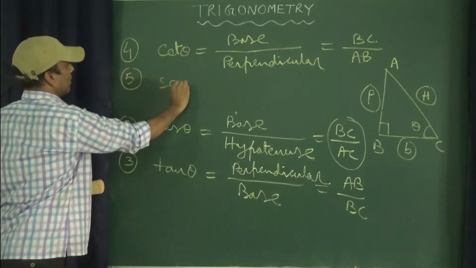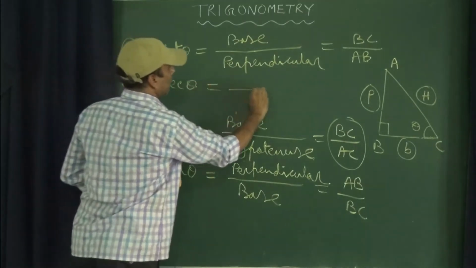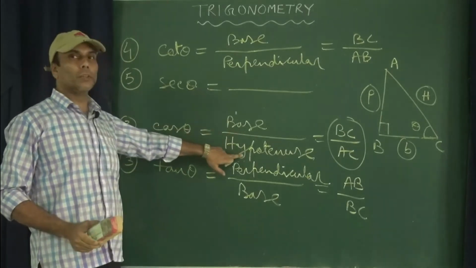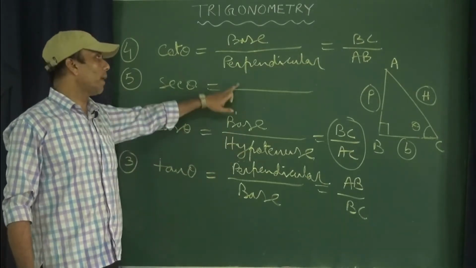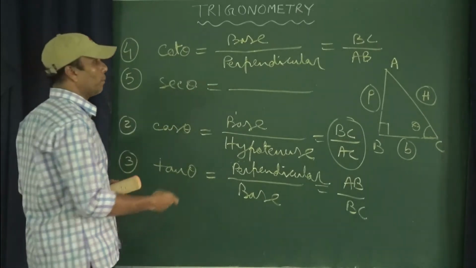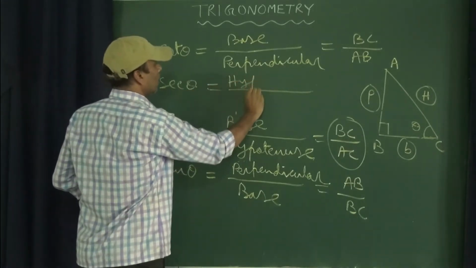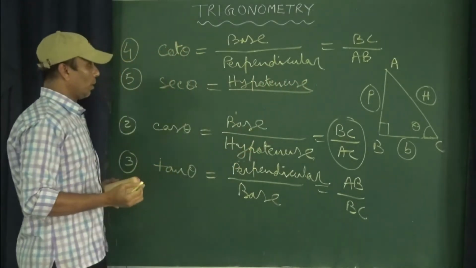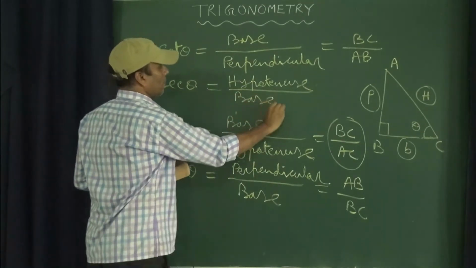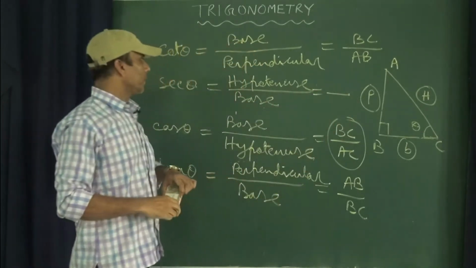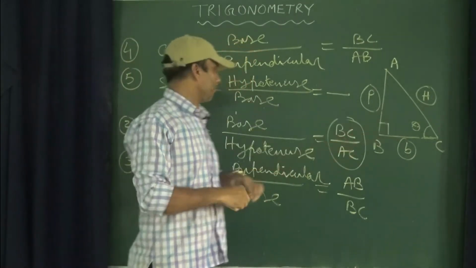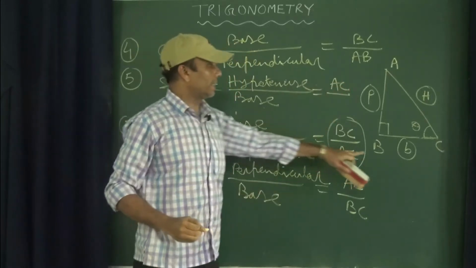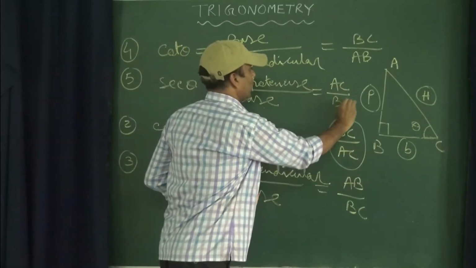Then number 5, sec theta. Sec, it is the reciprocal of cos theta. Cos theta we have got as base by hypotenuse. So its reciprocal will be hypotenuse by base. So in numerator it will be hypotenuse, and in denominator it will be base. So here the name will become hypotenuse name AC. So AC divided by base. Base name is BC. So AC by BC.